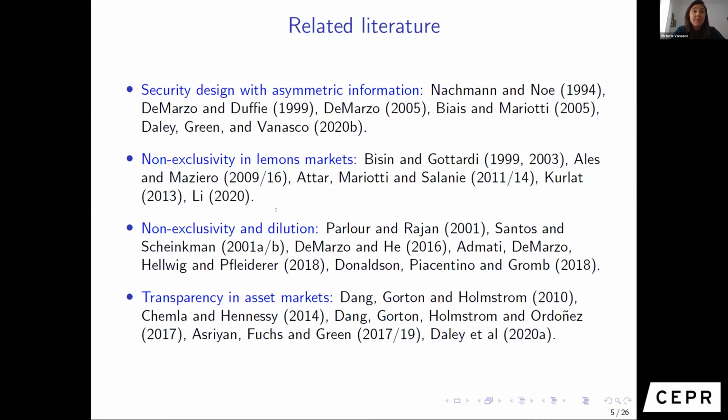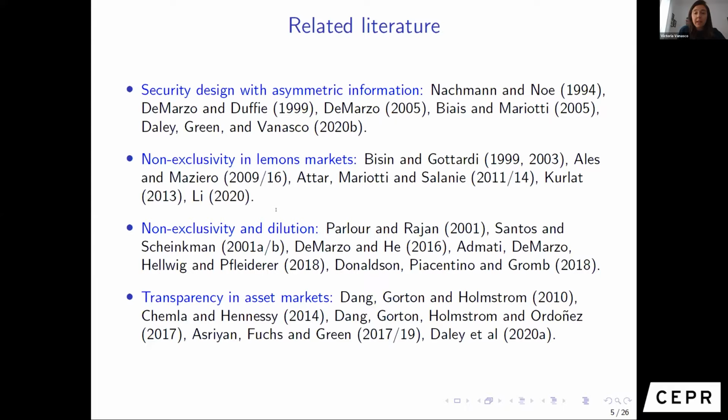As we view the application of non-exclusivity to financial markets as related to opacity and lack of transparency in trades or in risk exposures of balance sheets, I'll connect some of our results to the literature on the value of transparency in asset markets, in particular the papers of Dang, Gorton and Holmström.